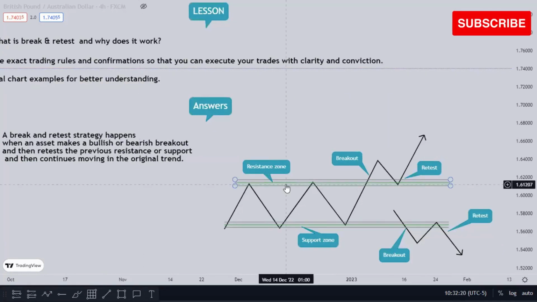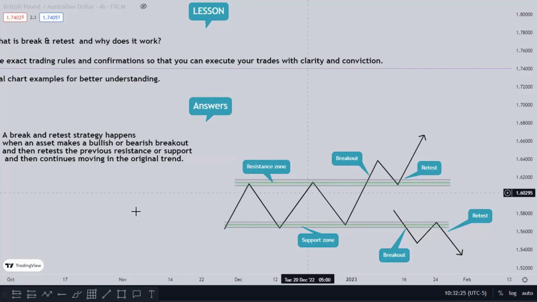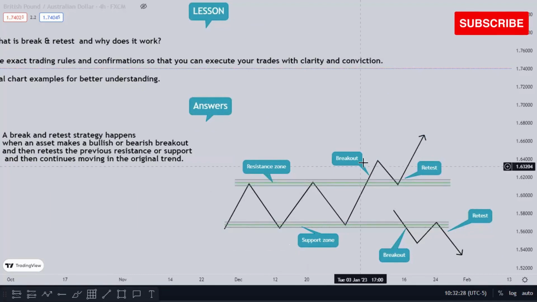This is resistance right here. As you can look at, this is a market hitting the resistance, hitting the support, bouncing up and down, consolidating. Then once the market breaks out here, as you can see, this is the breakout, and then it pulls back into retest. This is where you want to enter.